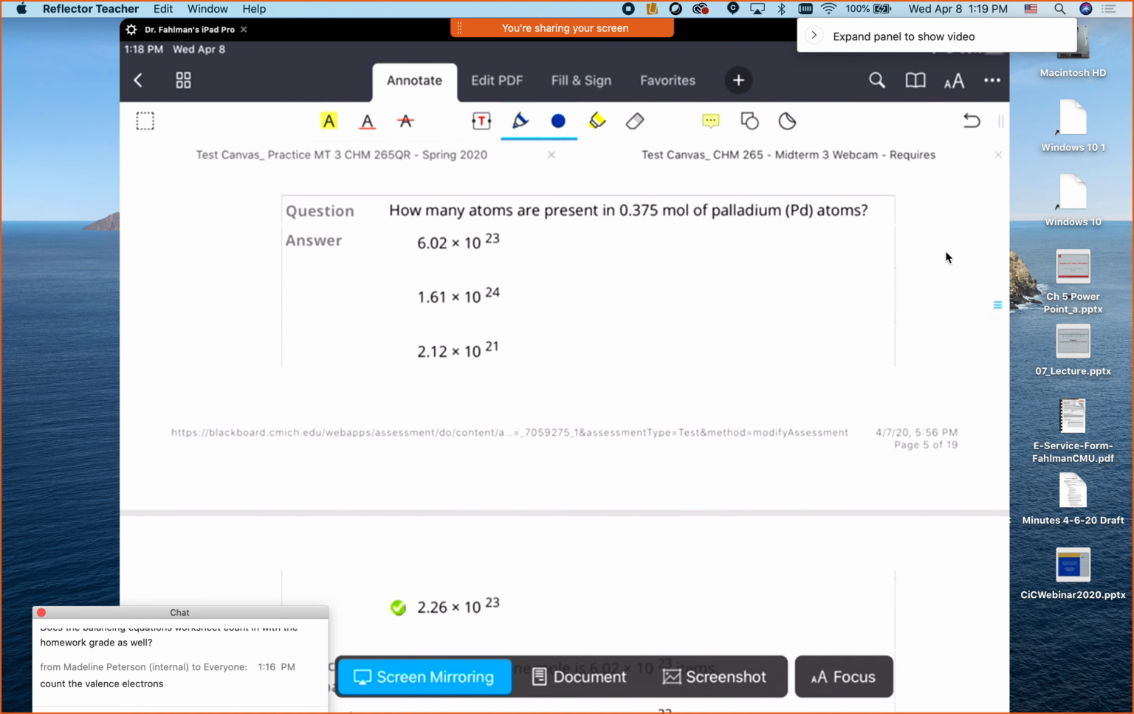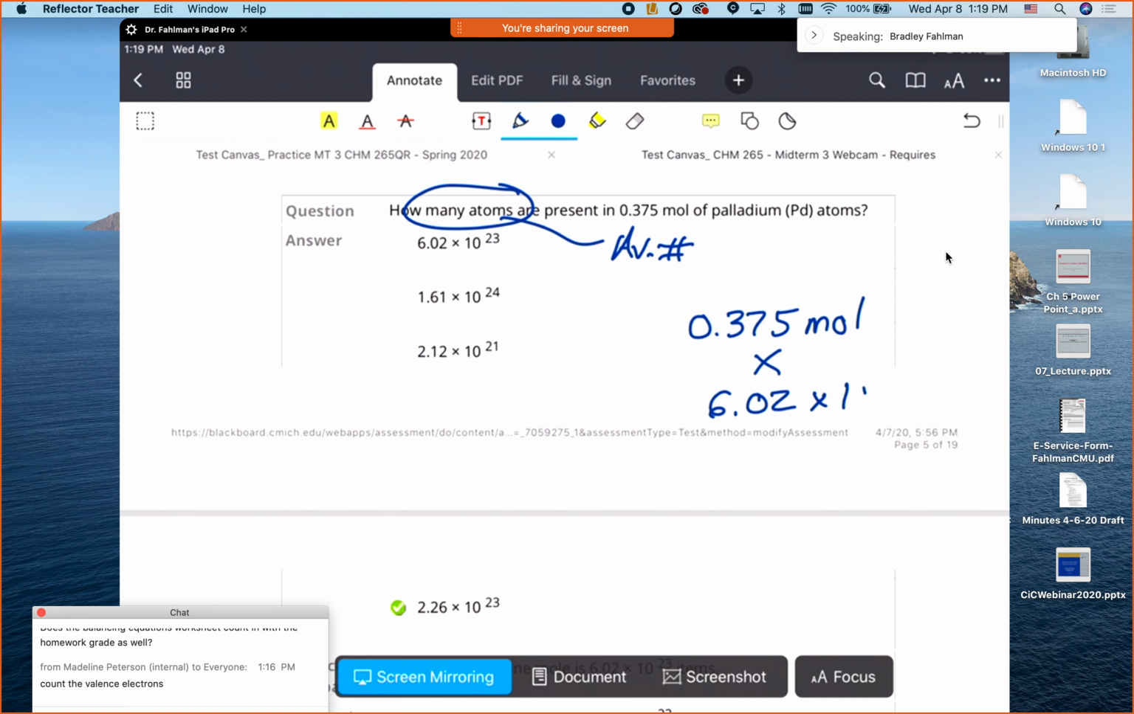This one, how many atoms? So that's going to tell you somewhere along the line you're going to need Avogadro's number. Okay, so if you have 0.375 moles, again, it's a little easier. You're not starting from grams, so you're already at moles, so you just multiply by Avogadro's. Okay, so that's 6.02e23 times 0.375, which is 2.26 times 10 to the 23rd. Okay.